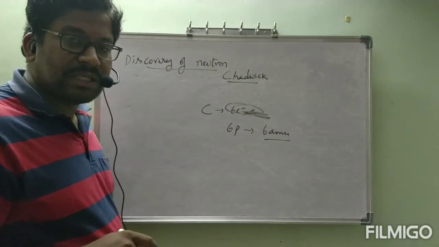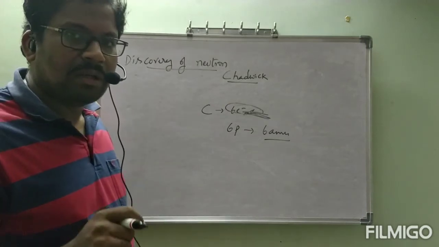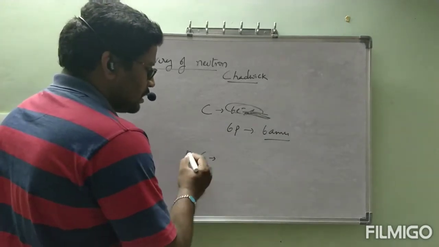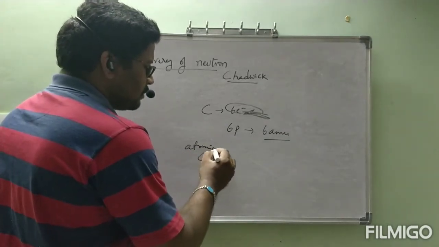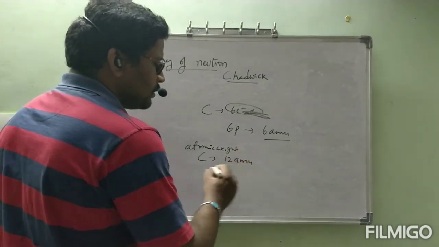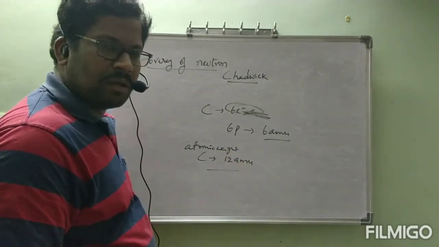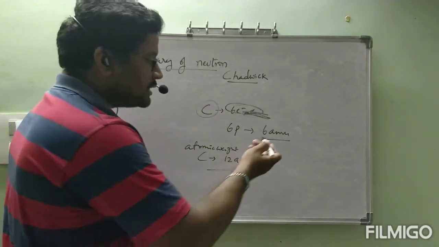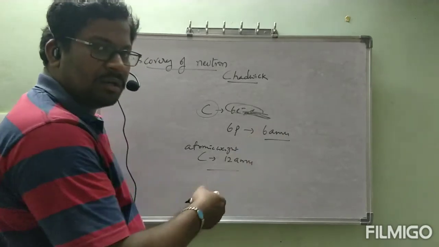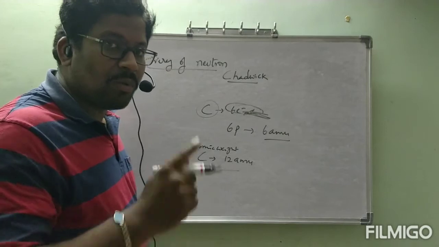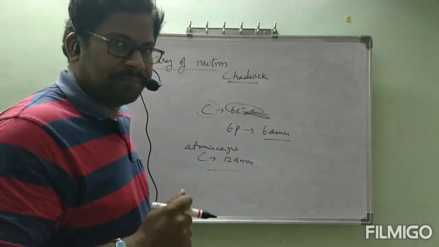6 protons mass, it is 6 AMU. But carbon practically, it is 12 AMU. Atomic weight of carbon is 12 AMU. Correct? But atomic weight according to our calculation till now, what we have studied, that is 6 AMU only. Wrong or not? Then scientists got one new idea, that is one more particle is present.